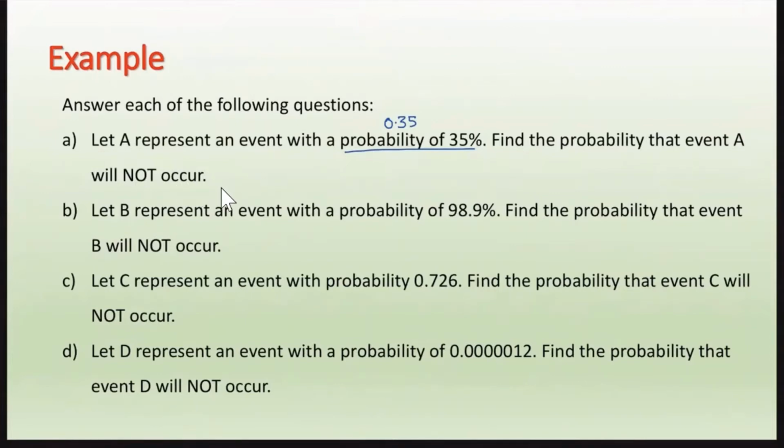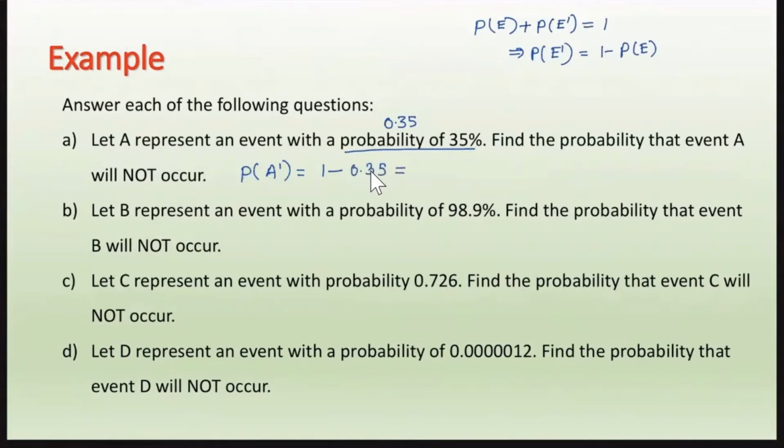If you remember the formula, probability of any event E plus probability of complement of E, or not E, is equal to 1. So the meaning of that is, if you want to find the probability of not E, that is equal to 1 minus probability of E. That was the formula. So here we have to find the probability that event A will not occur. So we want probability of not A. And probability of not A is 1 minus the probability of A. So the probability that event A will occur is 0.35. So 1 minus 0.35.